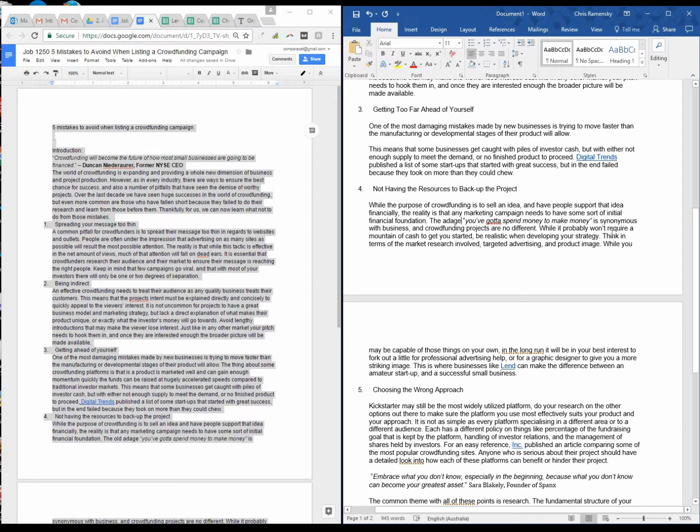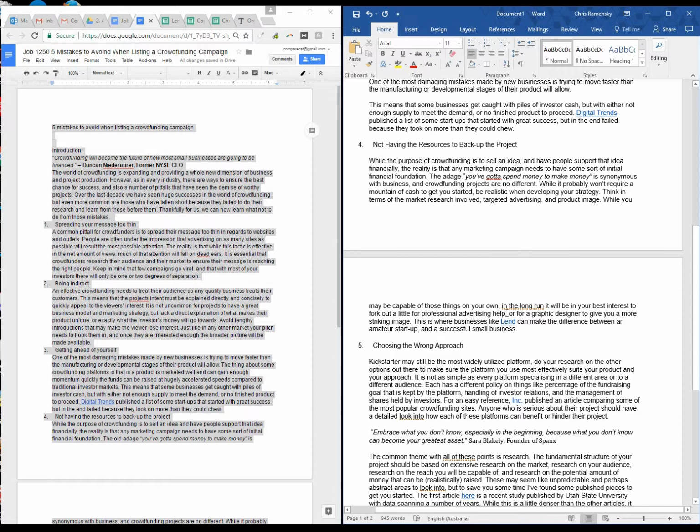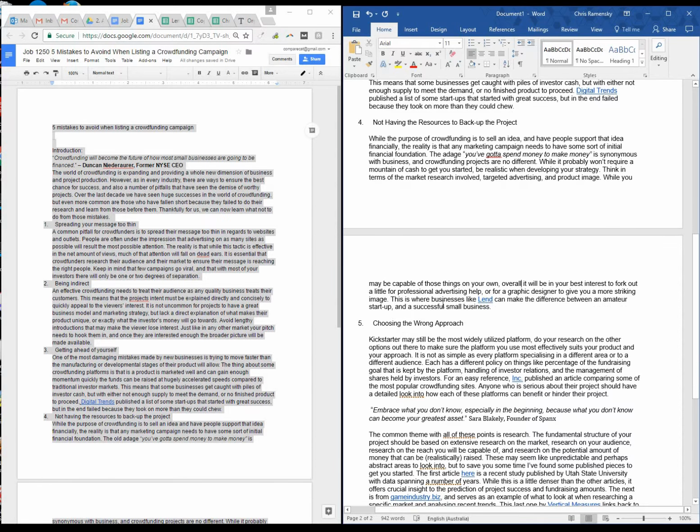While it probably won't require a mountain of cash to get you started, be realistic when developing your strategy. Think in terms of the market research involved, targeted advertising and product image. While you may be capable of those things on your own, in the long run, it will be in your interest to fork out a little for professional advertising to help, or for a graphic designer to give you a more striking image.